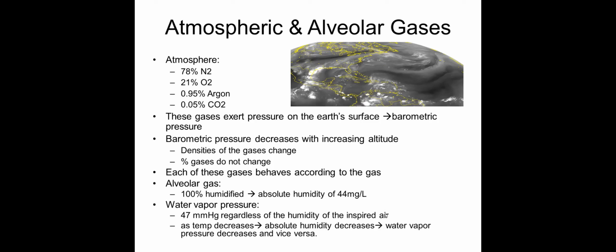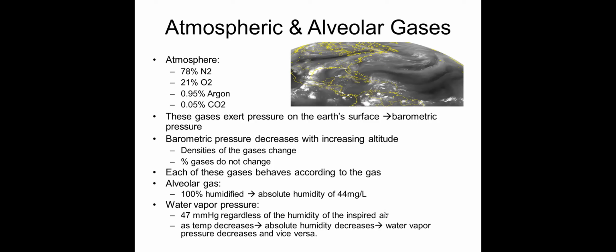But the percentage of gases does not change. So if you think about the term FiO2, fractional inspired O2, as you climb in altitude, the FiO2 does not change. It's still going to be 21% oxygen. It's just that with each breath, you're pulling in a smaller number of oxygen molecules. And each of these gases in the atmosphere will behave according to the gas laws. I'll talk more about the gas laws in a little bit, and specifically the ideal gas law.